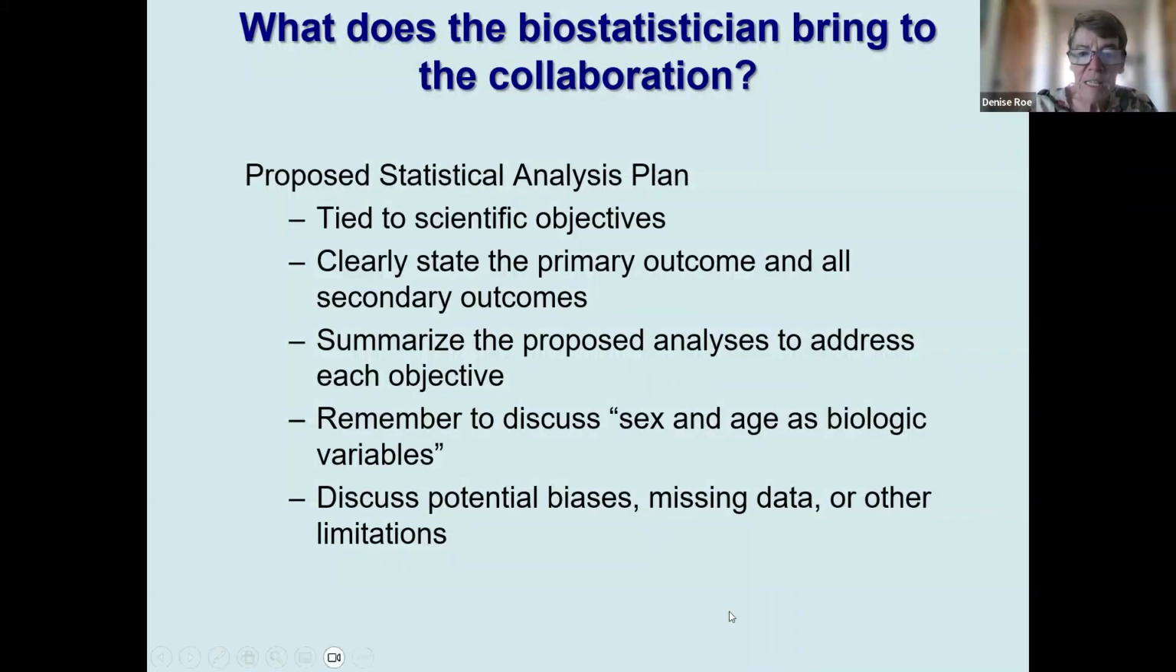I summarized the proposed analyses in their study. Because it was prostate cancer, the sex was not a biologic variable, but we did need to talk about age. And then discuss potential biases, the potential for missing data, or other limitations.